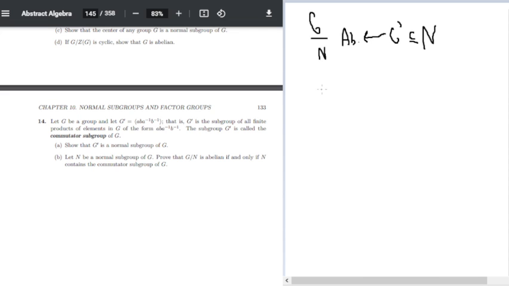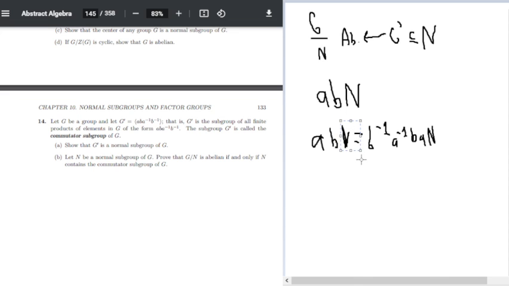So suppose that we have ab in N. Since N is a subgroup, we note that abN is equal to b to the negative 1 a to the negative 1 ba N, which just collapsing terms, or abN times abN is equal to baN.